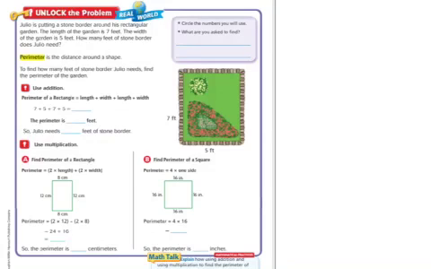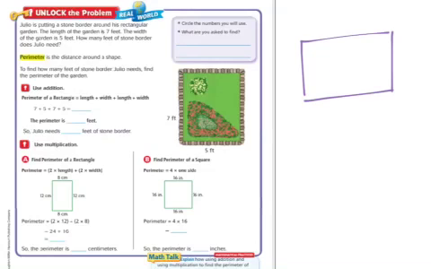It says Julio is putting a stone border around his rectangular garden. The length of the garden is 7 feet. The width of the garden is 5 feet. How many feet of stone border does Julio need? Now, when we think about perimeter, I want us to think about a fence. In your backyard, you might have fencing around your house that keeps things in, and we're trying to figure out how much fencing we're going to need.